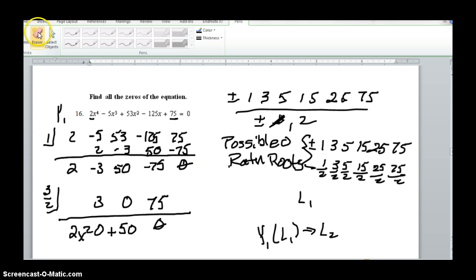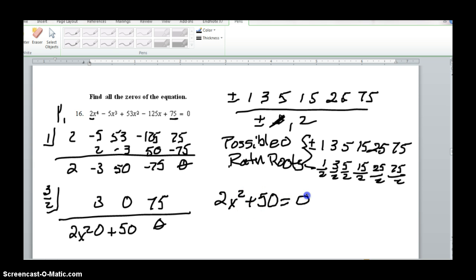So I'm going to go ahead and give us a little bit of space here. There we go. To go ahead and solve this relatively simple quadratic, I'm just going to go ahead and set this thing equal to 0 because we don't need to worry about using the quadratic formula because it's such a small quadratic. Set that equal to 0, subtract 50, and divide by 2. And we're going to have x squared equals negative 25.